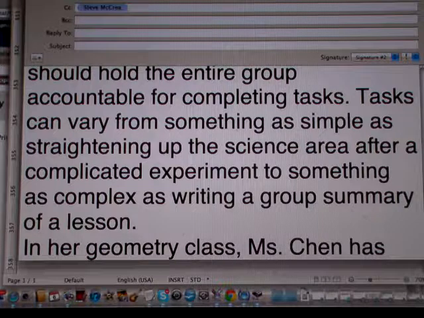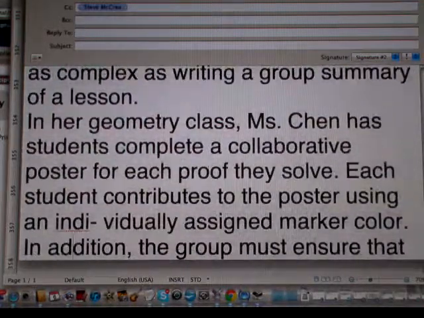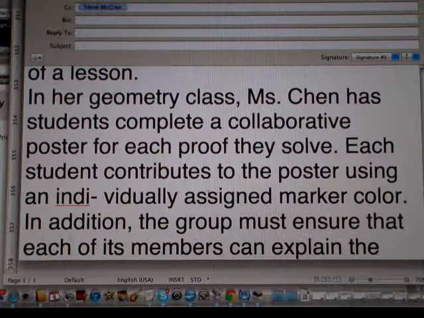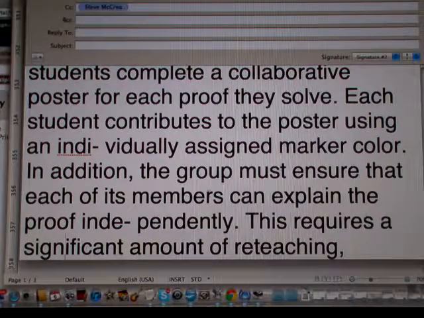Tasks can vary from something as simple as straightening up the science area after a complicated experiment to something as complex as writing a group summary of a lesson. A teacher could, for example, ask students to complete a collaborative poster for each proof in a geometry class. Each student could contribute to the poster using an individually assigned color marker. And so then the teacher could see that 3 or 4 students had been working together.